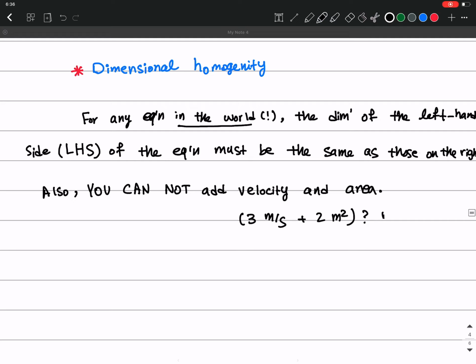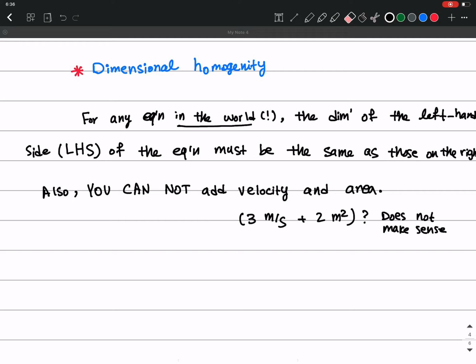No, this does not make sense, right? What does it mean? Like when you add 2 meter square to 3 meter per second, right? It doesn't matter. It doesn't make any sense. So this is a very important thing to remember when you are dealing with any equation, okay?